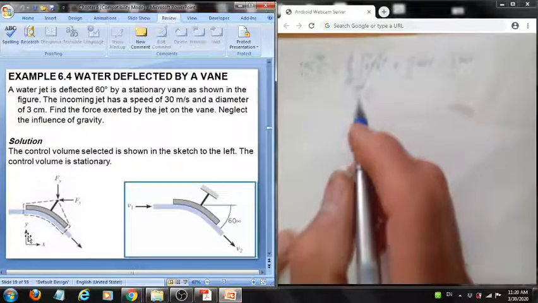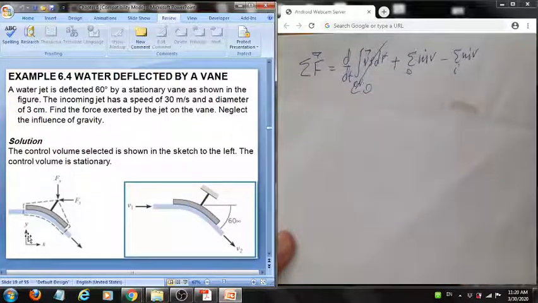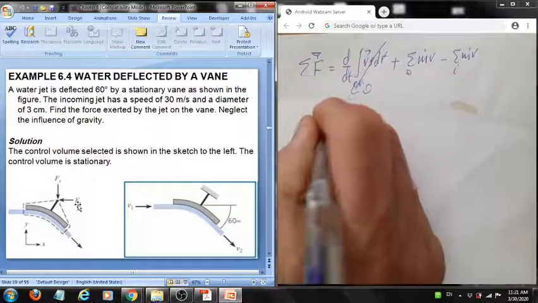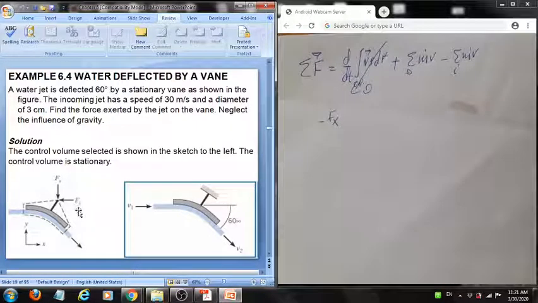Alright, we need to apply it in the x direction. What are the forces acting on this control volume in the x direction? Gauge pressure equals 0, gauge pressure equals 0. We will neglect the weight, so there are no forces at the inlet, at the exit, no weight. We're left with the force which is exerted by this support. Upon its decomposition, it will be Fx. So in this case, it will be minus Fx, minus because it is acting in the negative x direction, equal to 0.